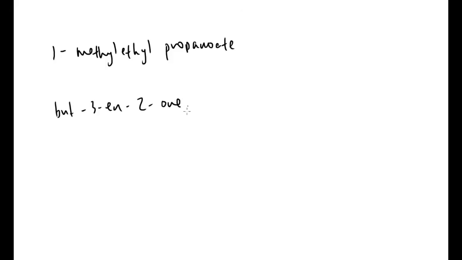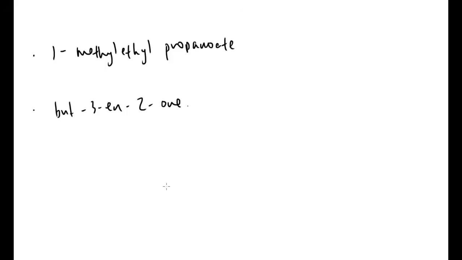So the first molecule I'm going to look at is 1-methyl ethyl propanoate, and second is butan-2-one. So the second one is a bit more of a difficult one to draw, but pause, have a go at that.